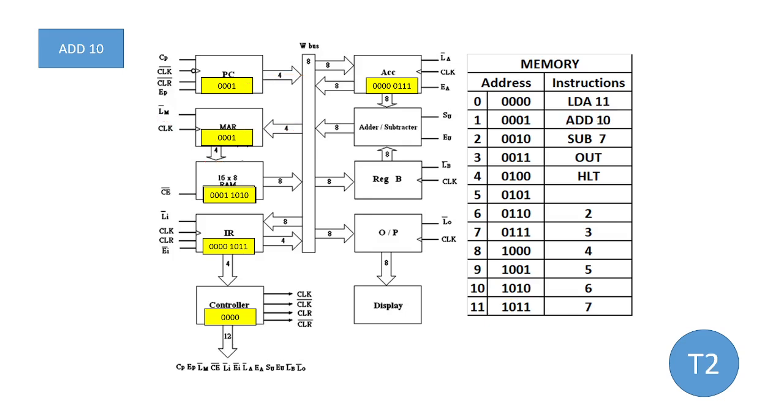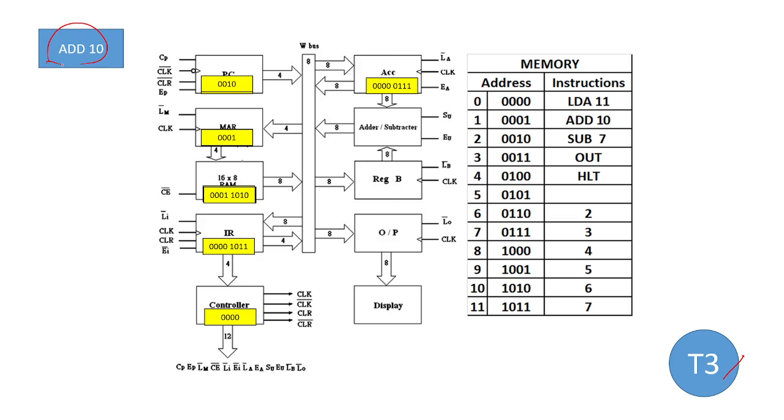Now on our T2, the action of the T2 is just an incrementation of our program state. So the active pin here is the CP. So what happens is it is incremented. And after that, on our T3, we are now here at T3 and add 10.